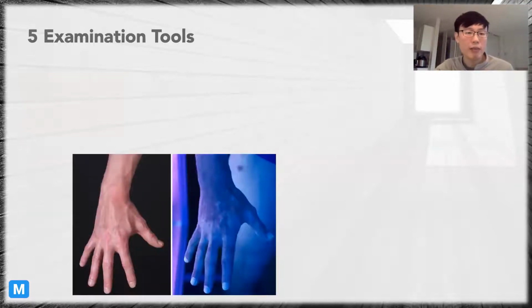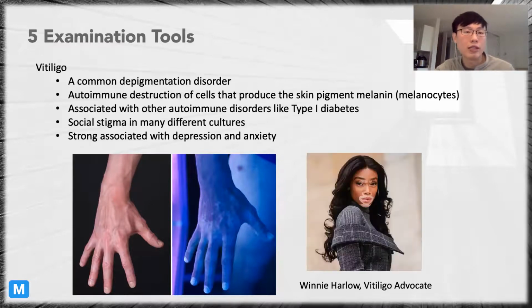Just to give you examples, in the picture on the left side, you can see the skin looks fairly normal. However, under the Wood lamp, you can see there are some well demarcated depigmentation of the skin. This is actually a diagnosis of vitiligo, which is a very common depigmentation disorder caused by autoimmune destruction of the melanocytes, which are the cells in the skin that produce melanin.